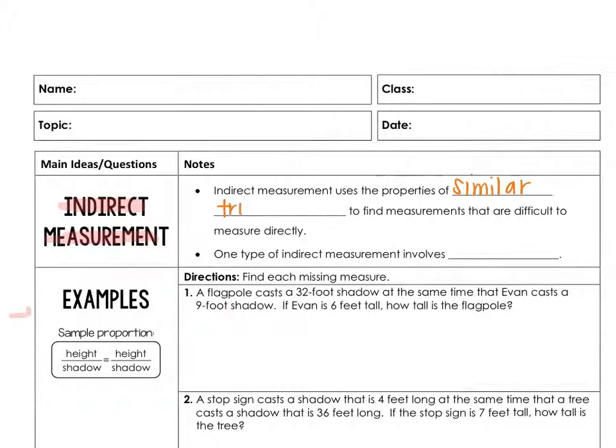And the fact that similar triangles, or anything that's similar, is proportionate. Indirect measurement uses the properties of similar triangles to find measurements that are difficult to measure directly, because maybe you're measuring a big building that's over your head. A type of indirect measurement involves shadows. Yes, actual shadows. So let me show you what we mean by that.